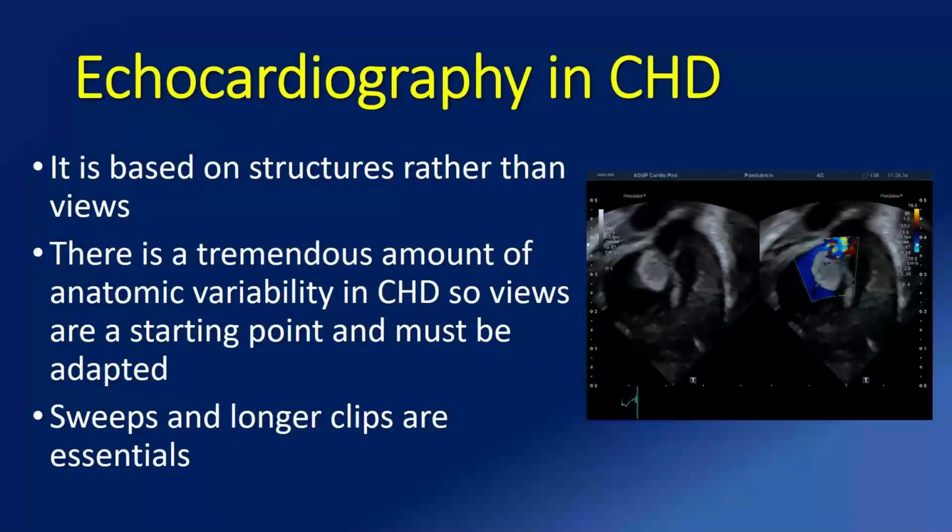The problem with echo is the contrast resolution. And we need to know this physical principle in order to use the best technique we can for our patients. And echocardiography in CHD patients, as we know, is based on structures rather than views. We have to focus more on structure. And there is a tremendous amount of anatomic variability in CHD. So the views are just a starting point, and we need to adapt these views to that particular anatomy, once again, to that unique patient. It's very important to use sweeps and longer clips in order to better define the anatomy.